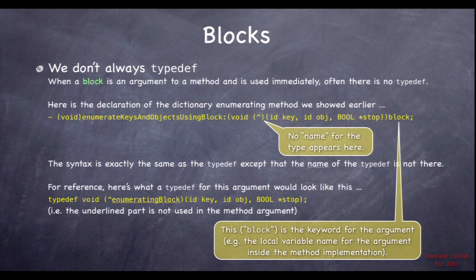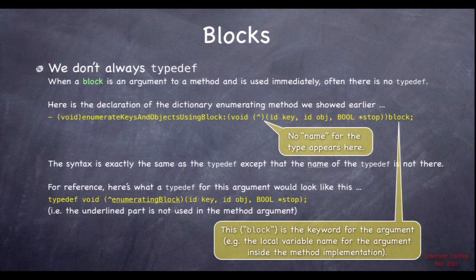Now, we don't always typedef. A lot of times we will not use a typedef to declare a method. For example, here's the declaration of enumerate keys and objects using block. It just directly says that it is a block. It has no return value. That's why the little void is there. Notice the parentheses, caret, parentheses. There's nothing inside the parentheses with the caret because we're not defining a type and we're not defining a variable here. We're just defining what the type of the variable, op block, or block I guess is called there, is. So we don't need to have anything in there with the caret.